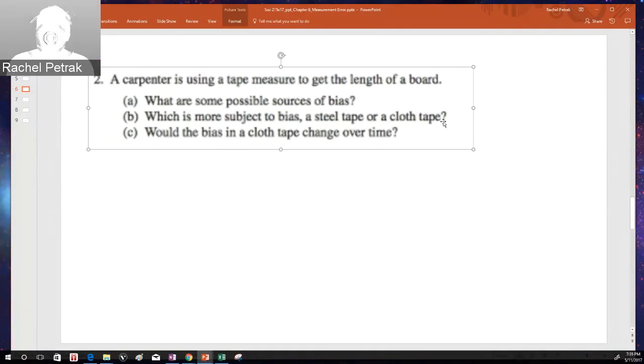I have some wood measuring rulers and things. And although I think maybe wood is reliable, it does change over time. So, you need to consider that when you're thinking about the bias that might be in any particular material. So would the bias in a cloth tape change over time? Yeah, of course.